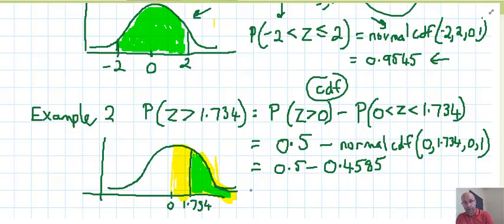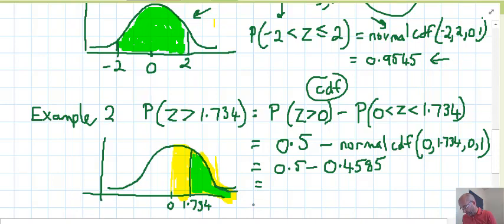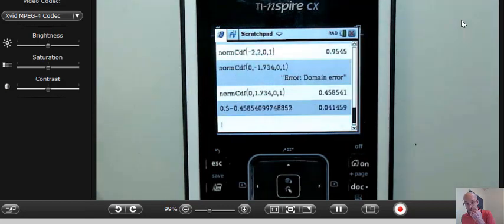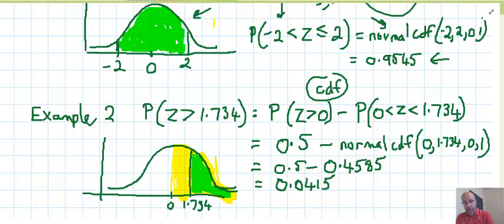Okay, we've written that in there. And then we simply have to go 0.5, take away the previous answer. So 0.5, take away the previous answer, and we get 0.04146, actually to 4 decimal places, 0.0415. So there's the standard normal distribution and a couple of examples.